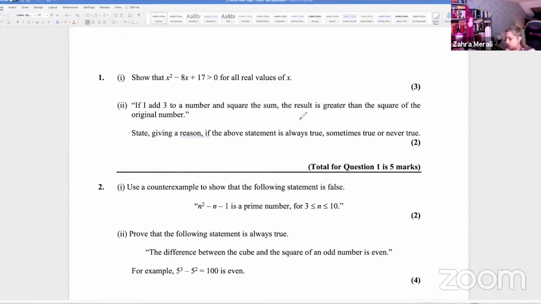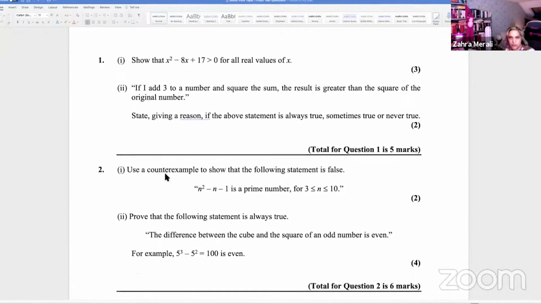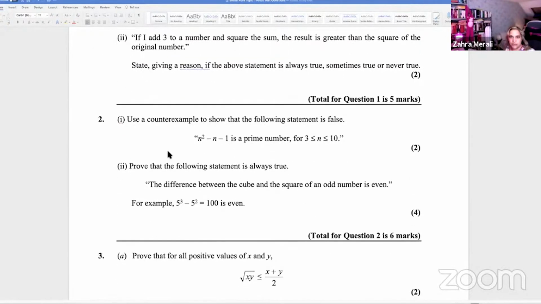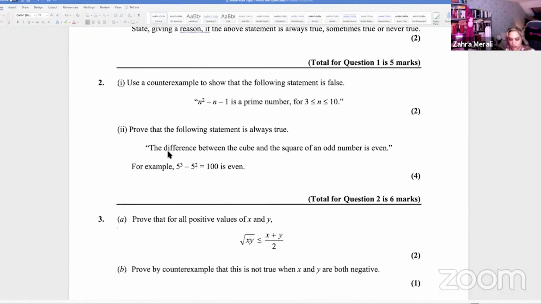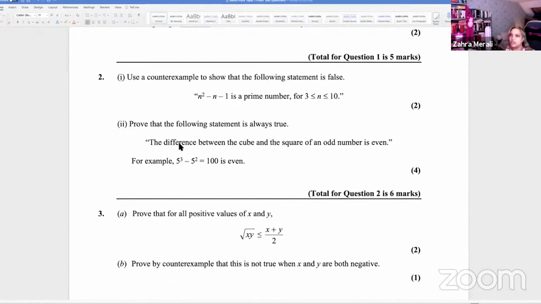Right, next question. Use a counterexample to show that the following statement is false. So here's where you've just got to read the question carefully. A lot of my students didn't appreciate that we only want numbers between 3 and 10. You literally can just plug it in. So I'll start with 3. 3 squared is 9. 9 minus 3 is 6. Minus 1 is 5. That's a prime number.